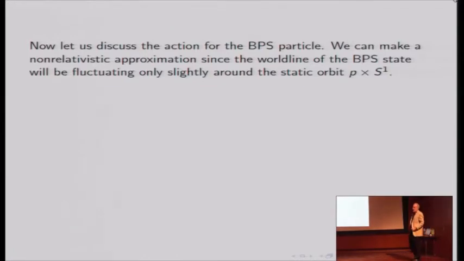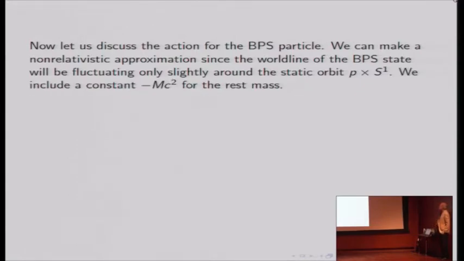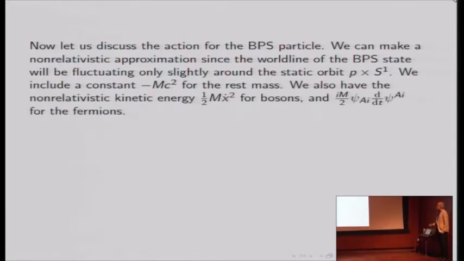And to get the leading contribution for large radius, that means the BPS particle is propagating for a very long time. A massive particle at rest for a very long time can be treated non-relativistically. It'll just fluctuate a little bit around the static orbit, the classical orbit. So what is there in the action? Well, there's a very large constant non-relativistically, minus mc squared, although we're going to set c to 1 henceforth. And we shouldn't forget the usual non-relativistic kinetic energy, which is half m x dot squared for bosons.